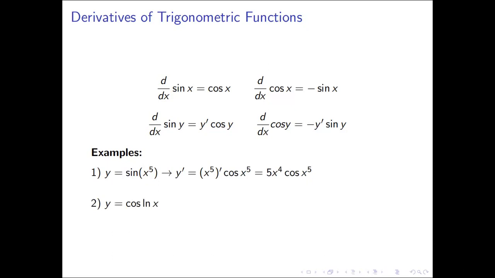Cosine ln x. So derivative of cosine, this is the outer function. So you have to use the formula for trigonometric functions first before logarithmic functions. So derivative of cosine is negative sine. So here, negative and then sine of the function inside, which is ln x. And then differentiate the function inside cosine, indicated by this one. So 1 over x. And that's it.